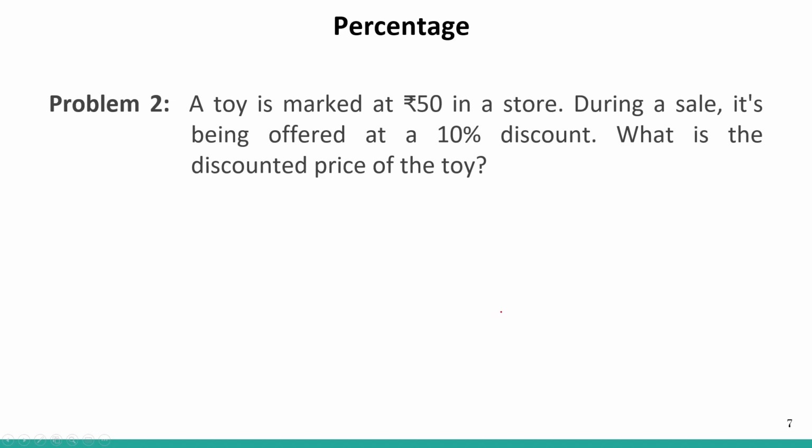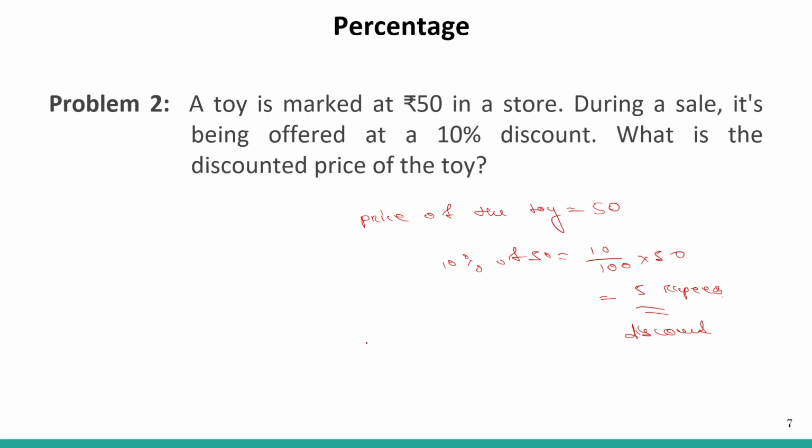Let's see problem number 2. A toy is marked at 50 rupees, so the price of the toy is equal to 50 rupees. During a sale, it is being offered at 10% discount. So 10% of 50 is equal to 10 by 100 into 50, that is equal to 5 rupees. So the discount is 5 rupees.